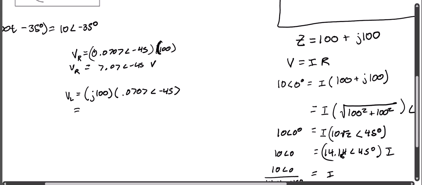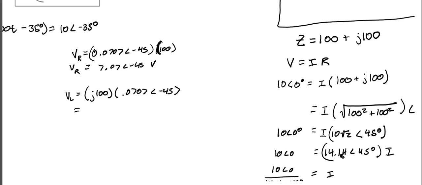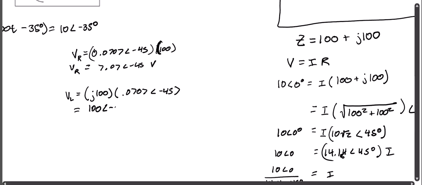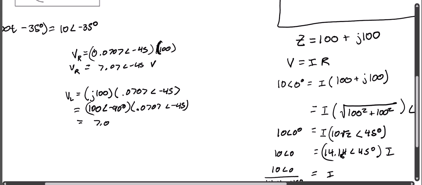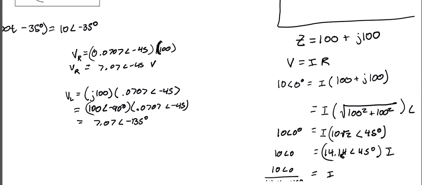Now j100 as a phasor: j means it's going exactly 90 degrees up, and minus j is 90 degrees down, or negative 90 degrees. So this is 100 angle 90 degrees times 0.0707 angle negative 45. That would be 7.07 angle negative 135 degrees.